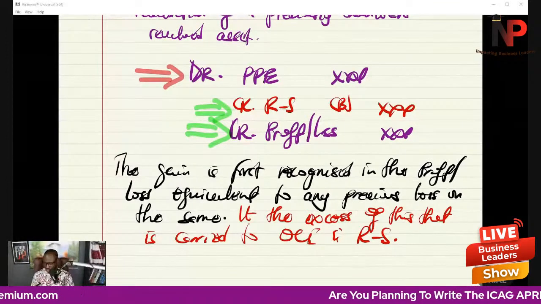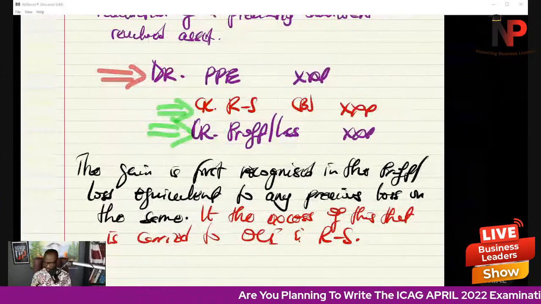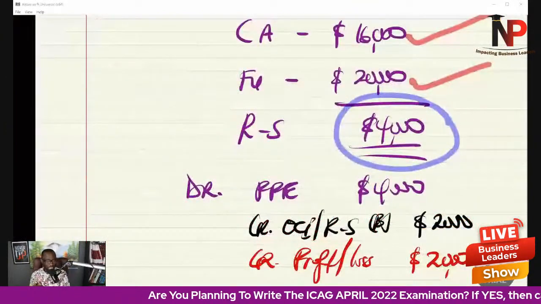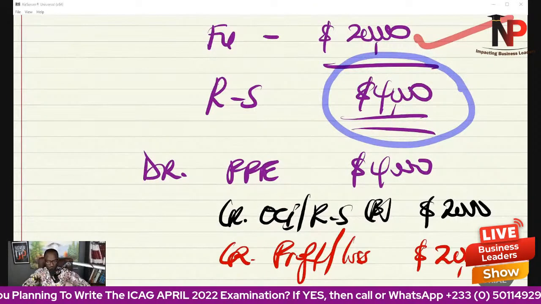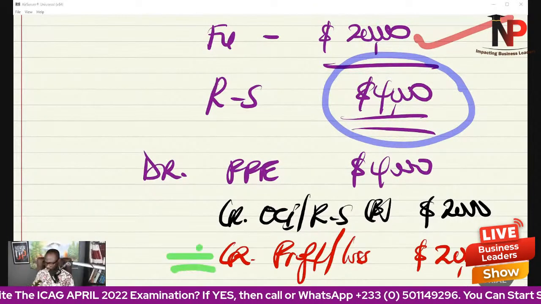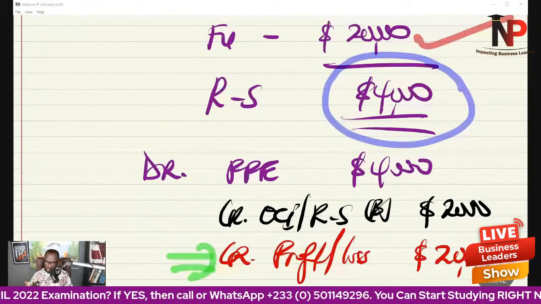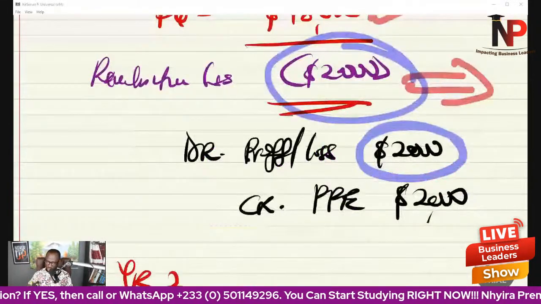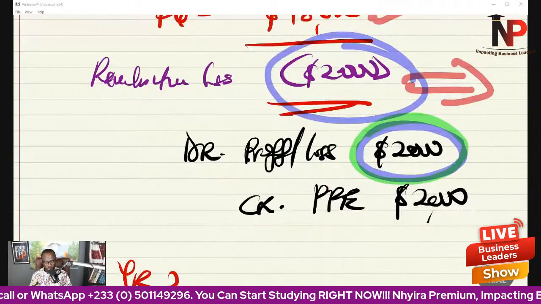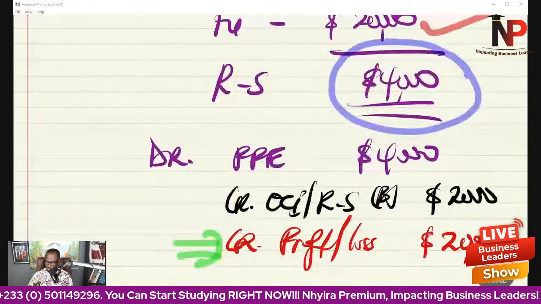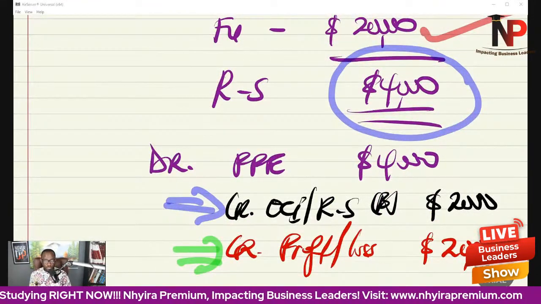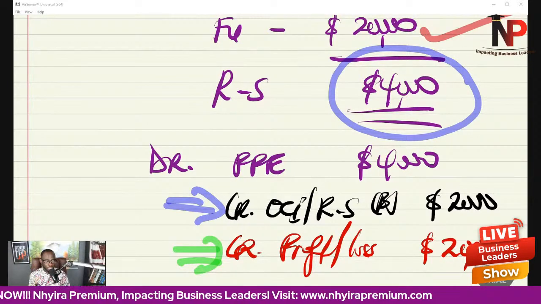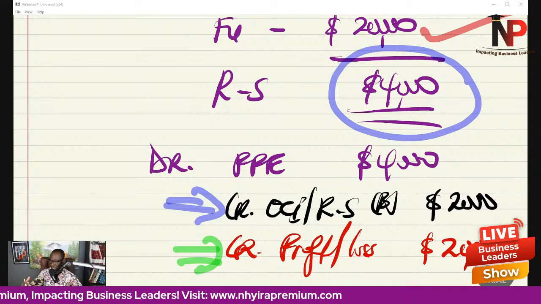That was what I illustrated with this one. So that 4,000, which is the gain we are getting in year two, is debited to PPE, no problem, but we'll first credit the profit or loss equivalent to the loss we recognized in year one, 2,000. Then the excess, which is 2,000, is what we take to the OCI and the revaluation surplus account. That is what we are talking about here.